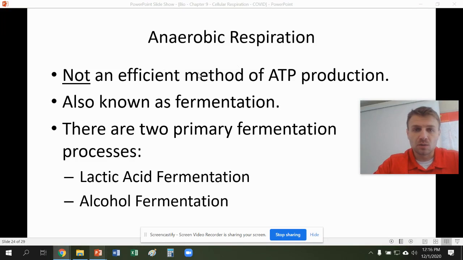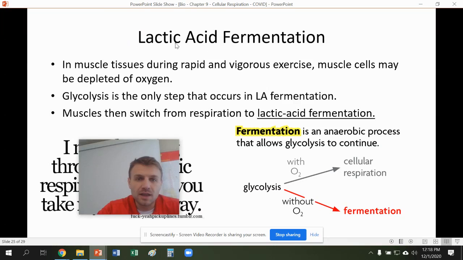So anaerobic respiration, we're going to dive a little bit deeper into because we went over aerobic respiration yesterday with cellular respiration. This is not an effective way of making ATP. It's known as fermentation as well. And we're going to talk about why your body would go through this if it's not an effective way to make ATP. The two different types are lactic acid fermentation and alcohol fermentation. We're going to talk about each a little bit more in depth in the next two slides.